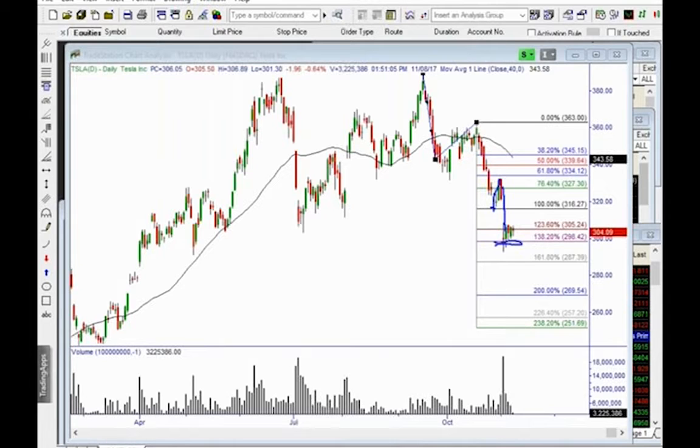Alternately, something might look great fundamentally, but when you pull up the chart, it looks horrible, and you can't even see any decent reason for it to turn around. So no, I don't look at the fundamentals for the short time frames at all.